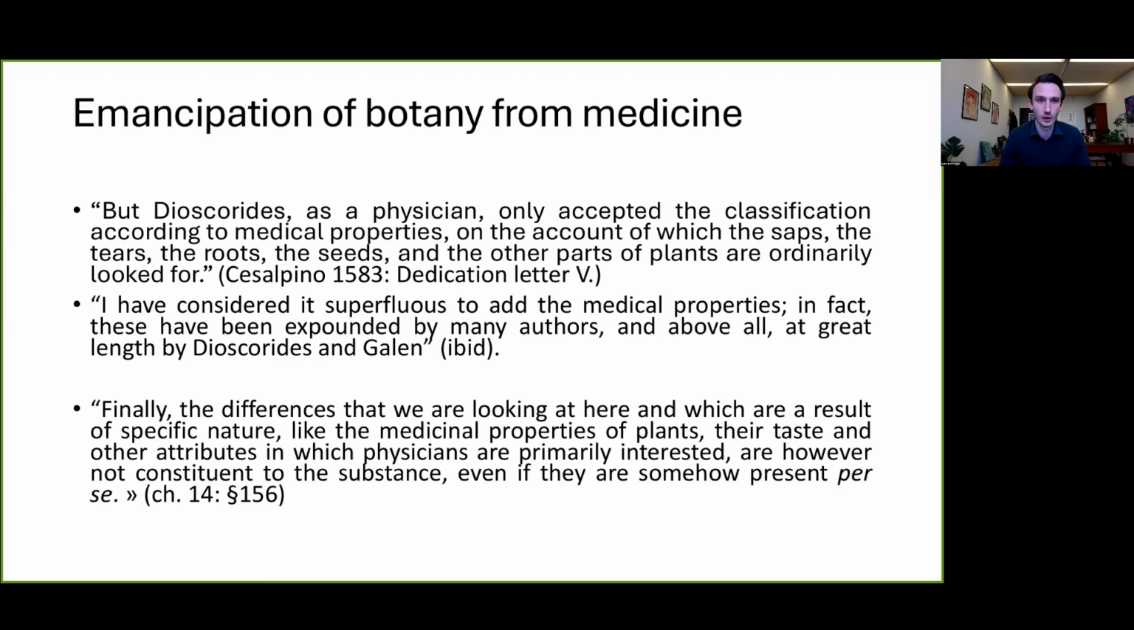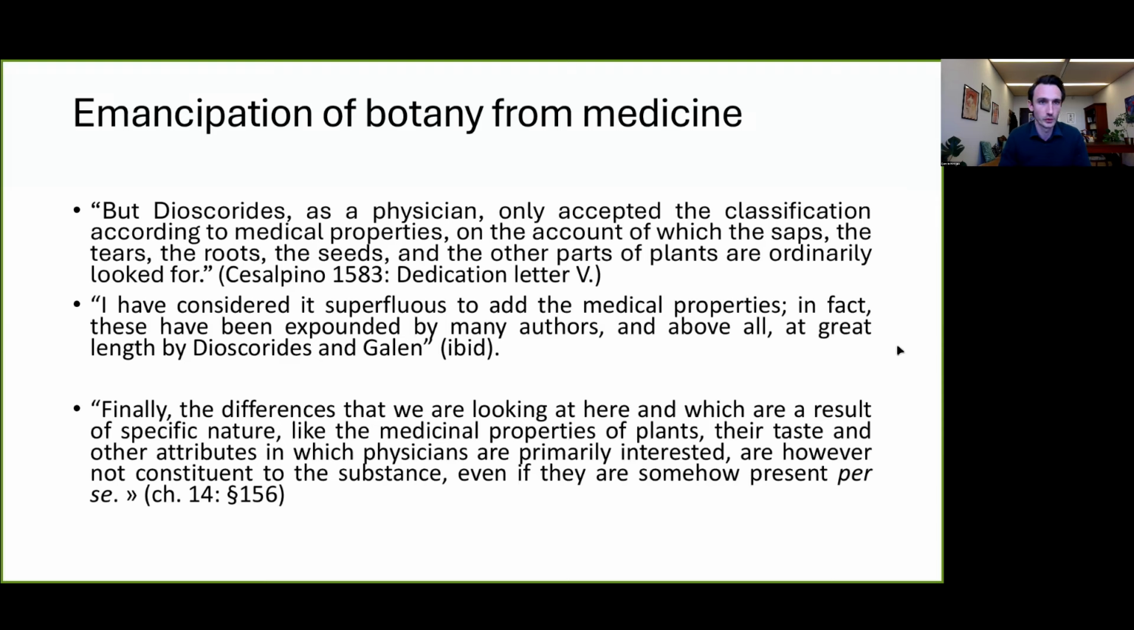And what is very interesting in De Plantis is that it shows an emancipation of botany from medicine, because, as you know, at the time, all the botanists were also doctors in medicine. But Cesalpino broke with this tradition explicitly in De Plantis as a methodological stance. For example, I quote, he said in one of the dedication letters he wrote: "But Dioscorides, as a physician, only accepted the classification according to medical properties on the account of which the saps, the tears, the roots, the seeds, and the other parts of plants are ordinarily looked for." And also in the same letter, he said, I quote: "I have considered it superfluous to add the medical properties. In fact, these have been expounded by many authors and above all at great length by Dioscorides and Galen."